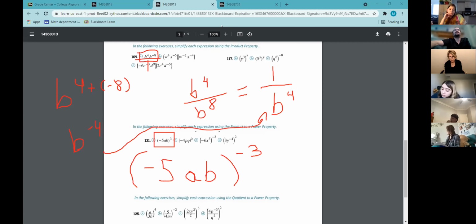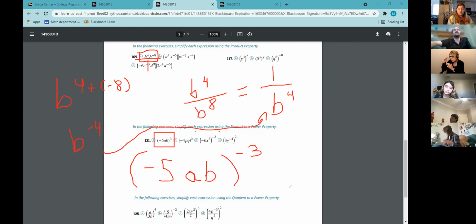Questions about this? Yes, I have a question. When we do these problems, do we need to show the middle step, or can we just show our answers, or do you want to see everything? I would like to see some work on this one.